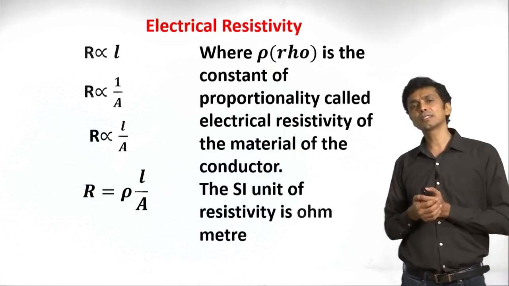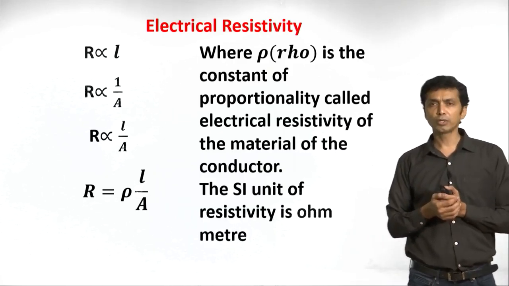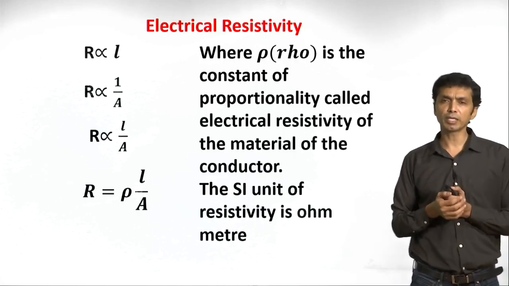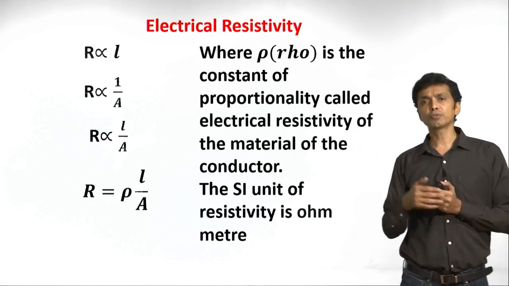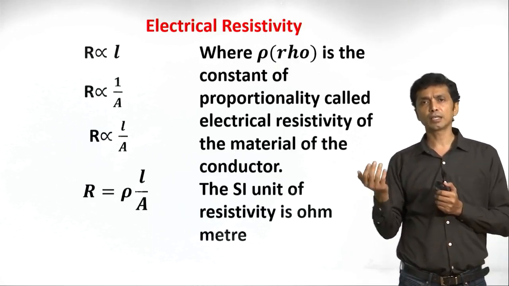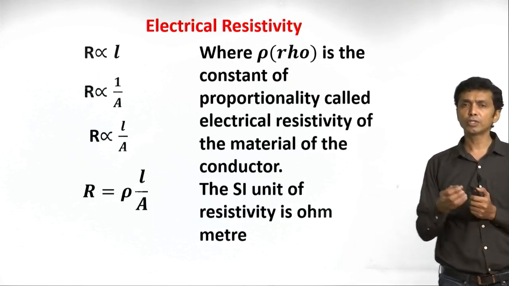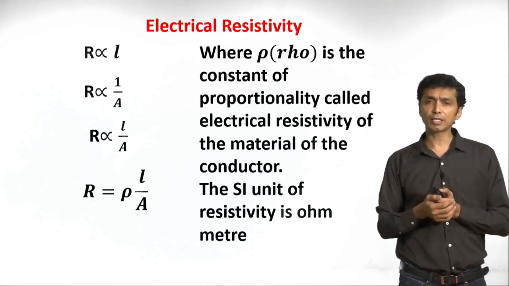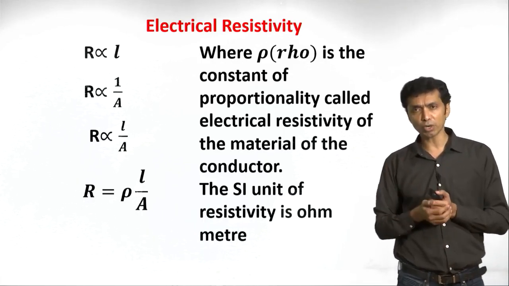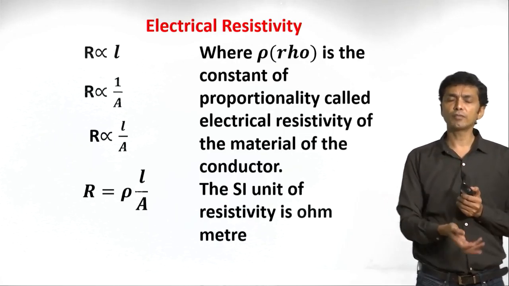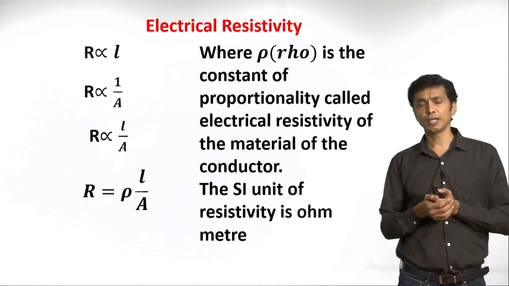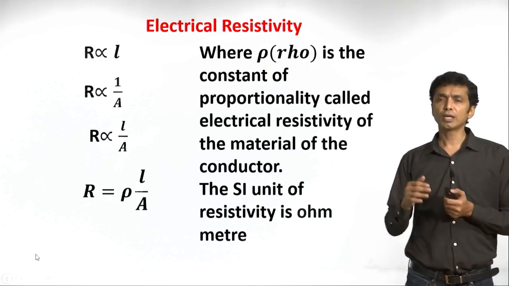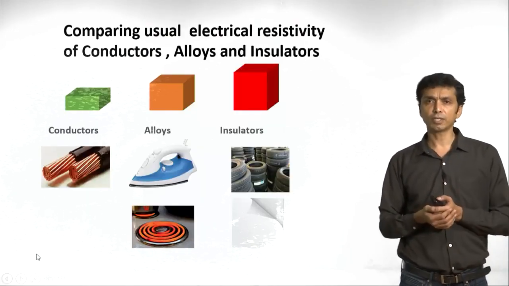Electrical resistivity is used to compare different materials when we are choosing materials for different purposes. Sometimes we may need more electrical resistance, and then we choose a material which has high electrical resistivity. For example, in an electric iron box, we choose materials which have more electrical resistivity. Whereas in a fan, we do not use materials which have more electrical resistivity.